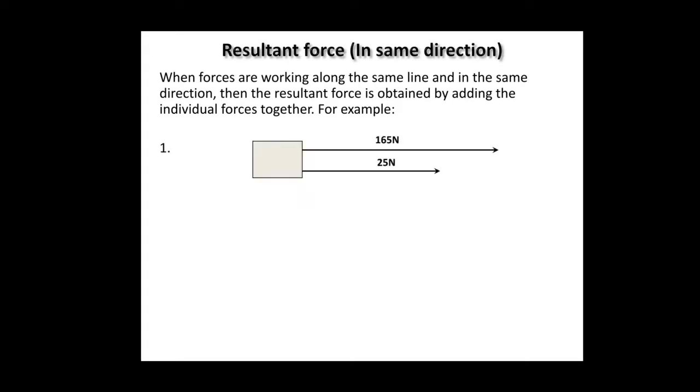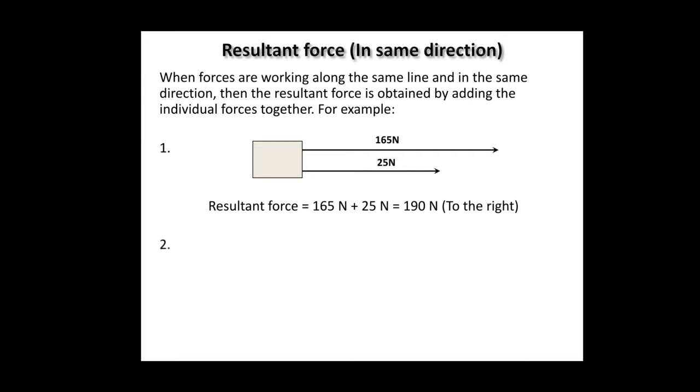In this object, there are two forces working to the right side. The first one is about 165 Newton and the second one is about 25 Newton. Both are working in the same direction, so the resultant force will be 165 Newton plus 25 Newton. In total it will be 190 Newton, and this object will move to the right side because here the greater force is about 165 Newton, and resultant force always acts in the direction of the greater force.